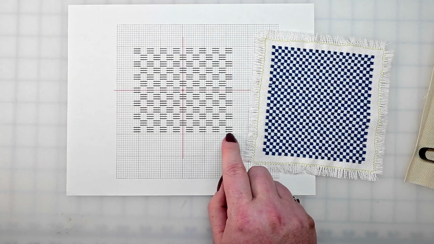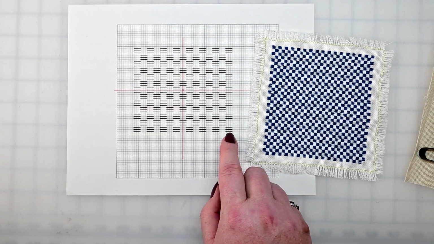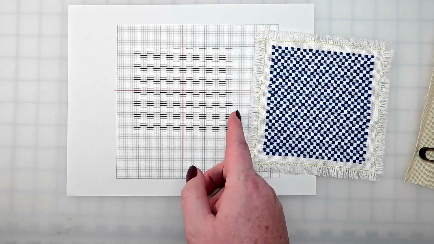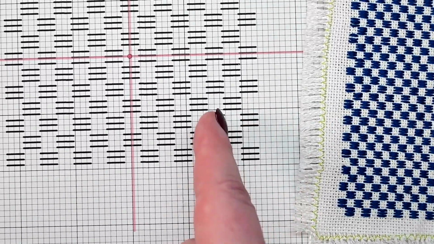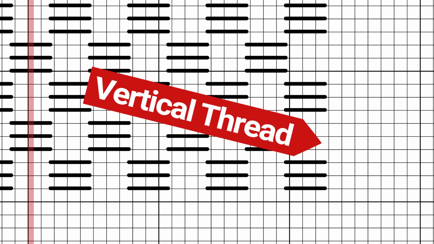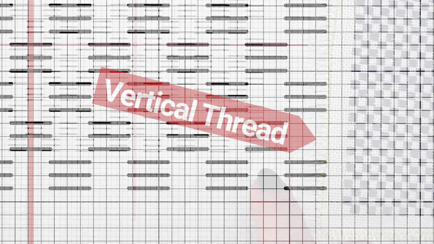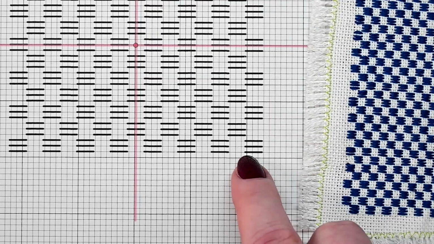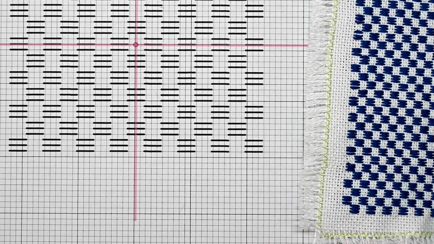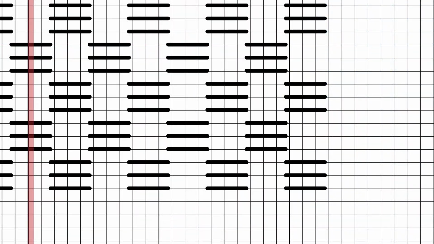Even more so, we're going to look here very closely at the threads running this way. The vertical grid lines that you're looking at on your pattern represent the threads in your even weave fabric. So right here, there's a solid line that goes over 1, 2, 3 of those vertical lines. That means that my stitch length will be 3 threads.